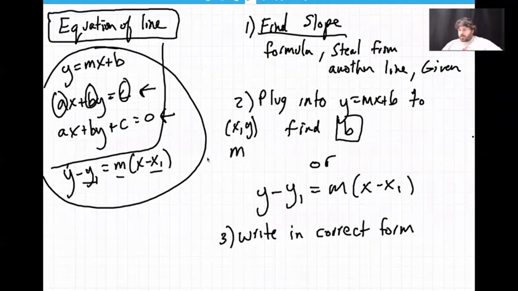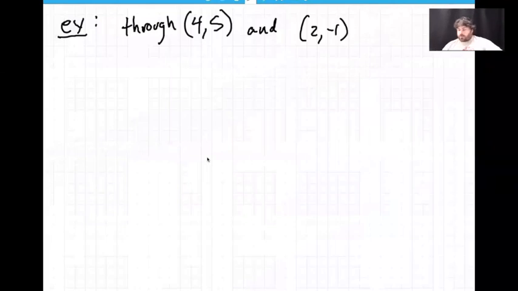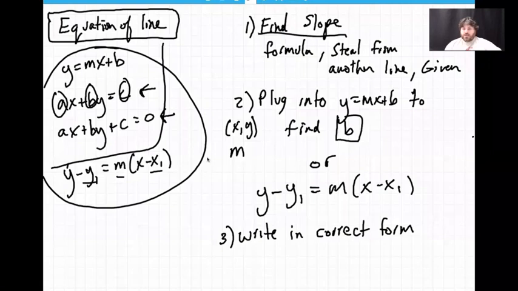Okay, so let's look at an example of this. All right, let's find the equation of a line that goes through the point 4, 5. So 4, 5 is on the line, and also it goes through the point 2, negative 1. So those 2 points are on the line. Okay, so let's look back at our 3-step process. First thing is you got to find the slope. We're going to have to use the formula here because we're given 2 points. Then you're going to plug it into one of those 2 formulas and then write it in the correct form.